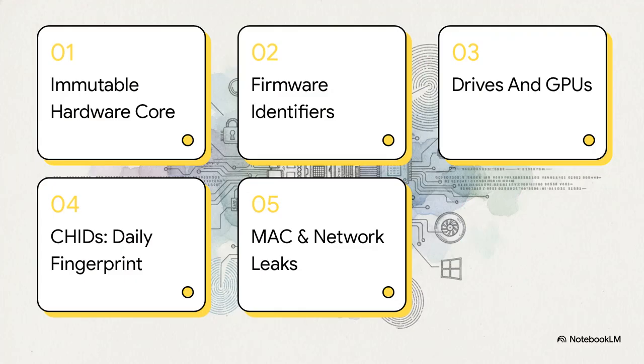Here is our roadmap for the digital autopsy we are about to perform on your machine. First, we'll look at the immutable hardware core. Then firmware identifiers in silicon. Third, core hardware, specifically drives and GPUs. Fourth, CHIDs, which is your daily hardware fingerprint. And finally, MAC addresses and network leaks. Let's get right to it.